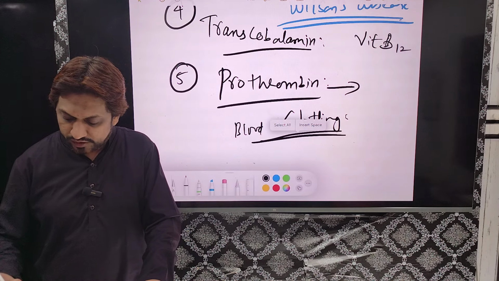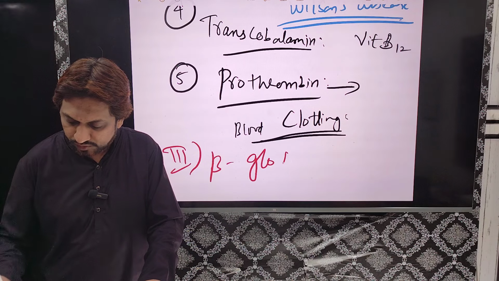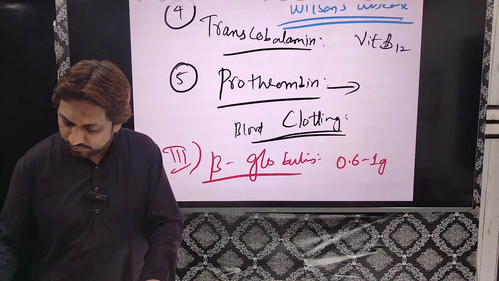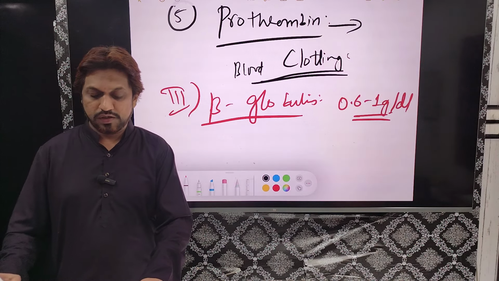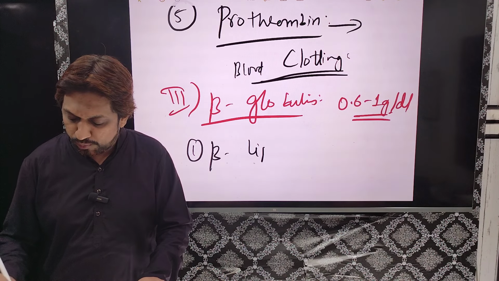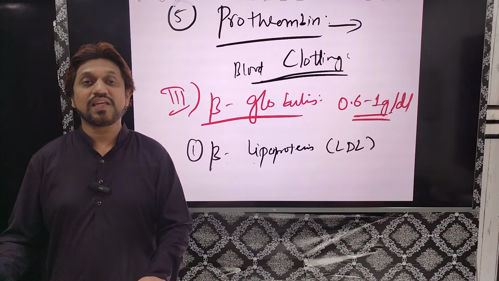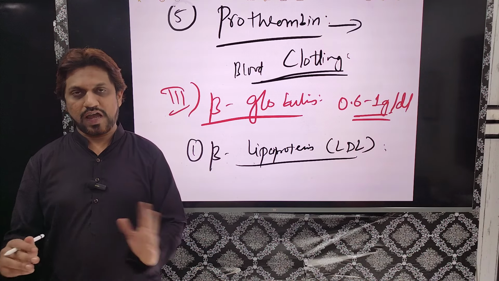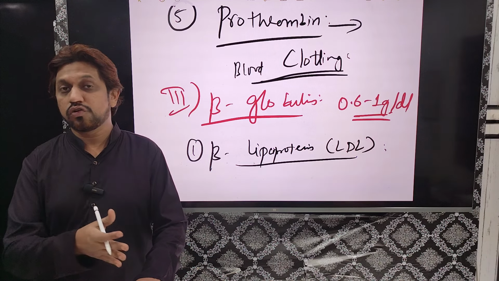Then the third important subtype of globulin is beta globulin. The normal value of beta globulin is around 0.6 to 1 grams per deciliter. What are the beta globulin plasma proteins? The important one is beta lipoproteins, also known as LDL, or low density lipoproteins. It is opposite to HDL, and it will help in the transport of cholesterol from the tissues into the blood.